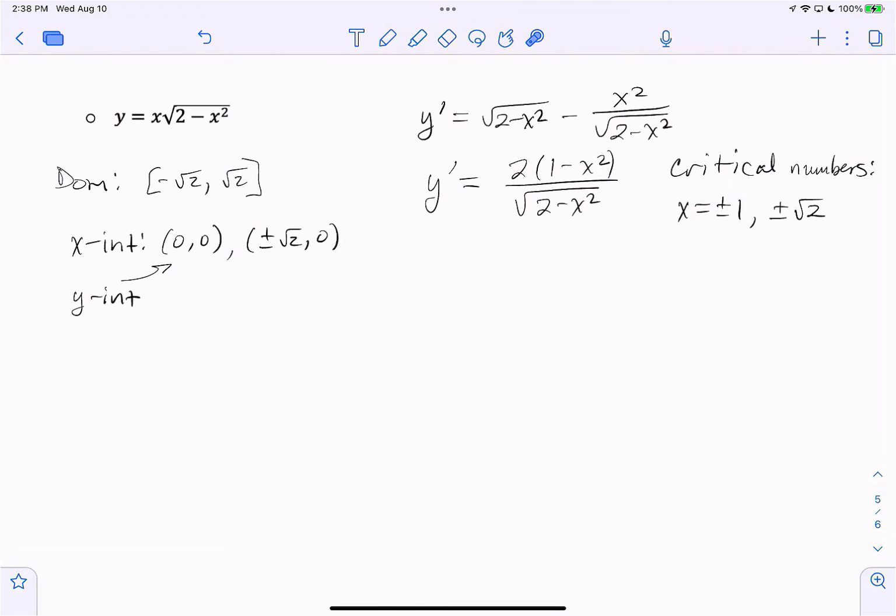That's pretty straightforward. Plus or minus square root of 2 zero out the denominator of y prime, which means that those numbers are not in the domain of y prime. However, they are in the domain of y. That makes them critical numbers.